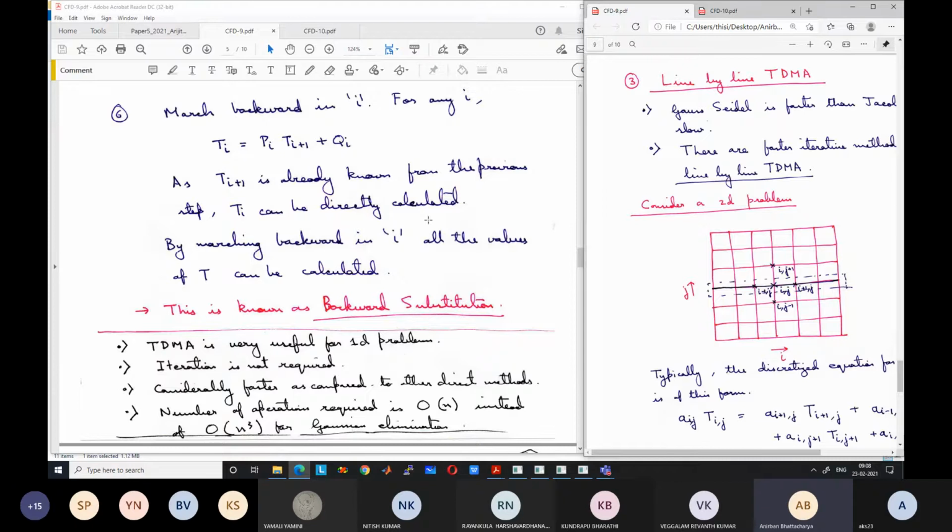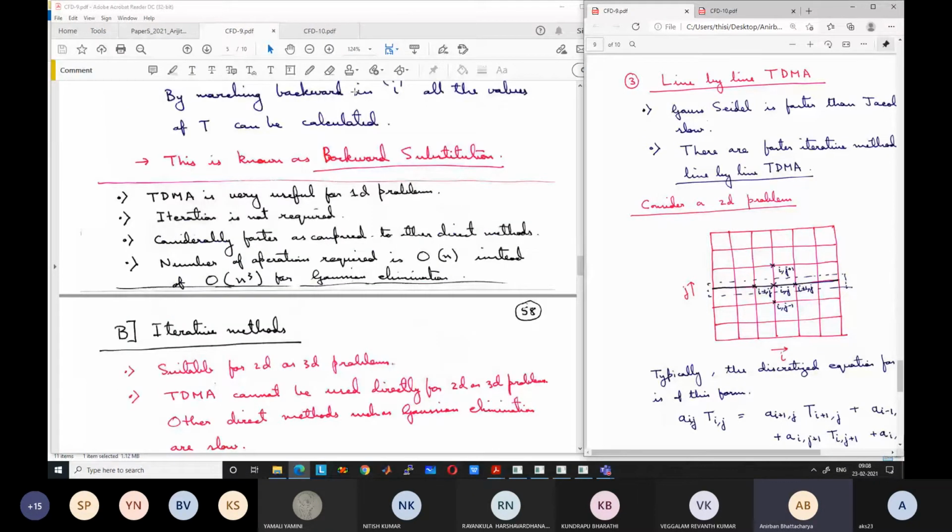So this method is very useful for 1D problems because it is very fast and the number of steps required is of the order of n, where n is the number of grid points, instead of order of n cube, which is required for normal solution algorithms like Gaussian elimination.